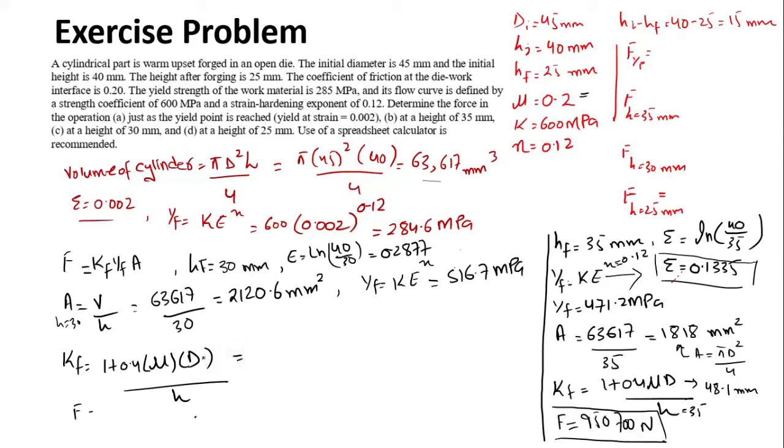To find out the diameter at this particular cross-sectional area, we can again use the same method, that is area equal to pi d square by 4. So we have d square equal to 4 into 2120.6 divided by pi, under root. So we have the diameter value equal to 51.96 millimeter.